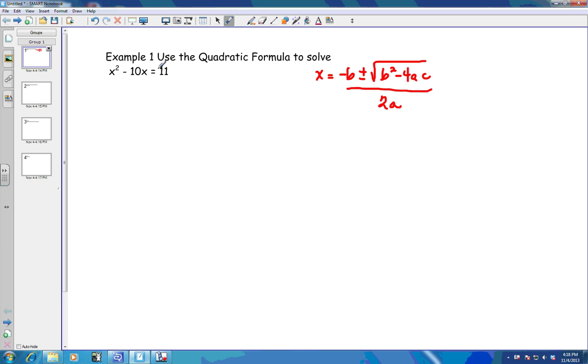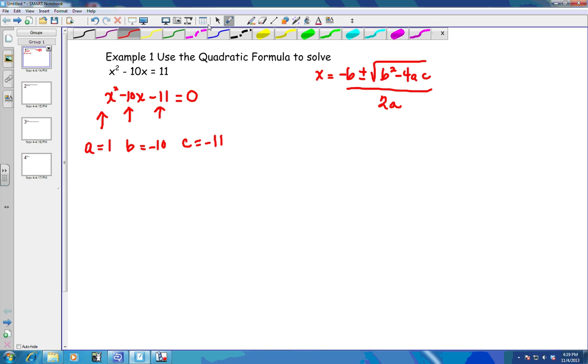So the first thing we have to do is make sure that this is set equal to 0. So I need to subtract 11 from both sides to get x squared minus 10x minus 11 equals 0. Just in case we've forgotten, our a is the number in front of the x squared, so my a is 1. My b is the number in front of the x, so my b is negative 10. And my c is just the constant without any x's, so that's negative 11.